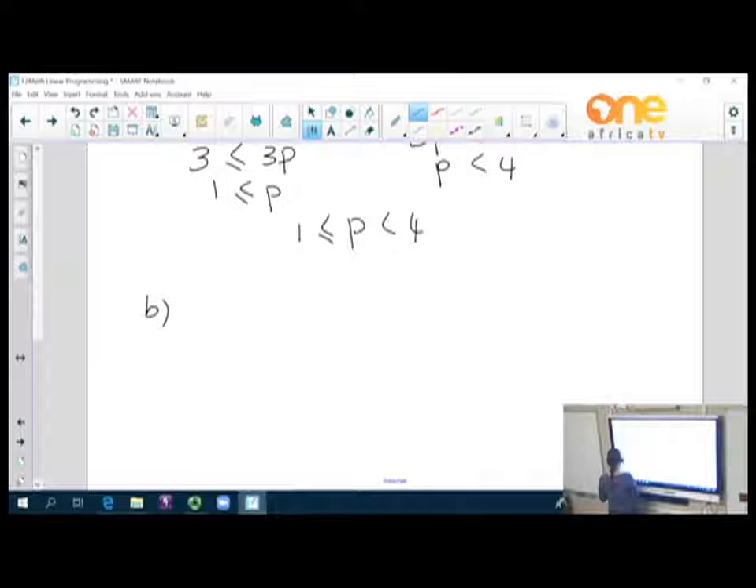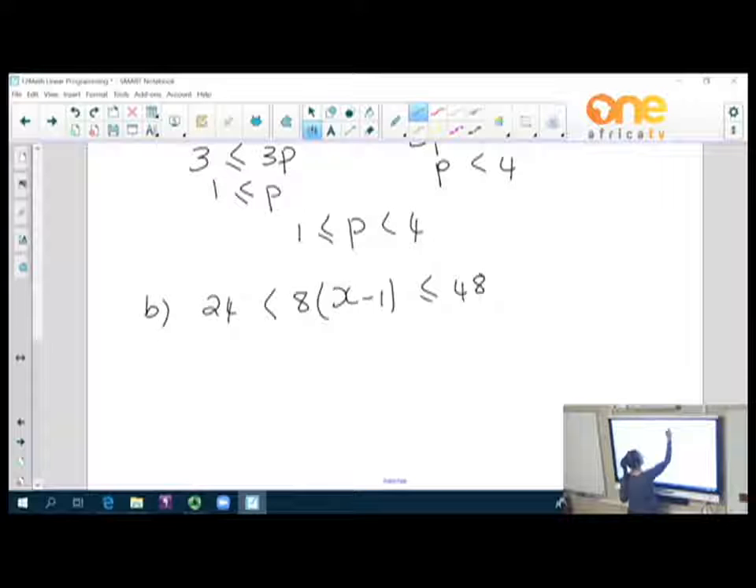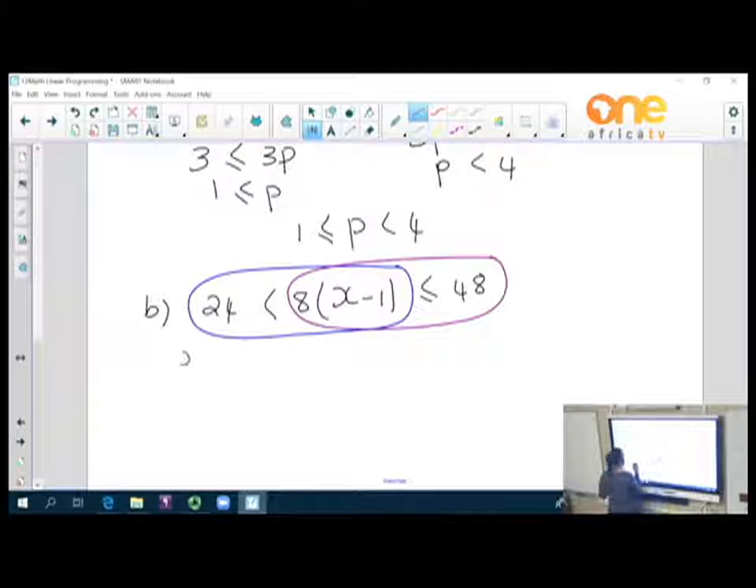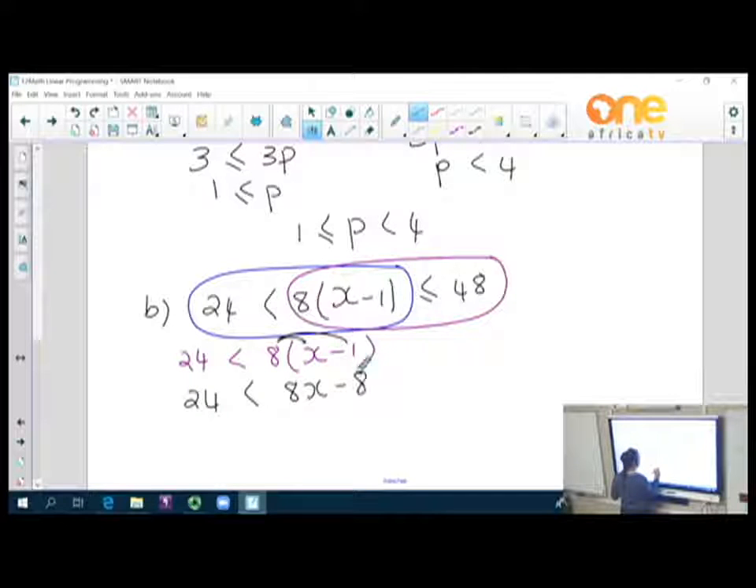Number 2b, we've got 24 is less than 8 times (x minus 1) in brackets, which is less than or equal to 48. Again, two inequalities. Remember, the brackets go together with the one in front. So we are left with 24 is less than 8(x minus 1). Multiply out your brackets. So 24 is less than 8x minus 8.